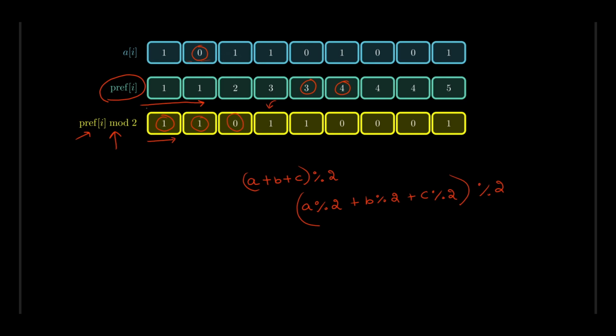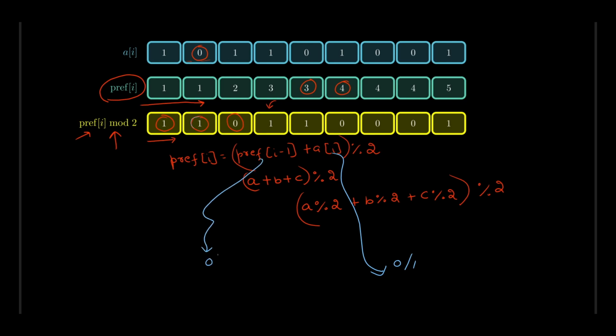So this means that this prefix of i is nothing but prefix of i minus 1 plus a of i, and here you are just doing modulo 2. And of course, since we are dealing with binary arrays, this a of i will be in 0 to 1. And like I said, every time you take modulo 2, so this will also be a binary array in 0 to 1.